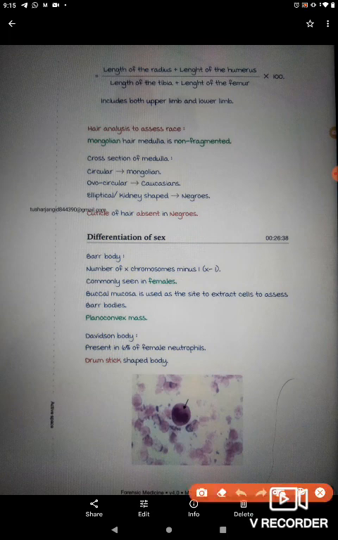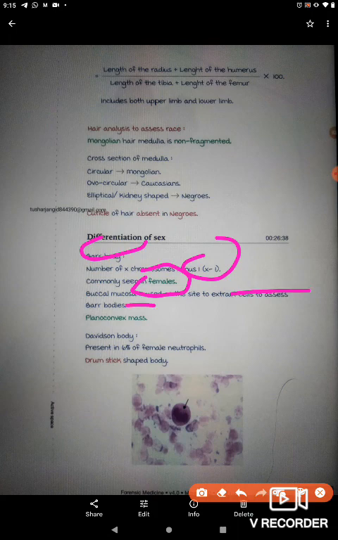Now, determination of sex is based on the Barr body, as we have seen in females. The number is X minus 1. Buccal mucosa is the best site to measure the Barr body. Barr bodies are plano-convex masses.